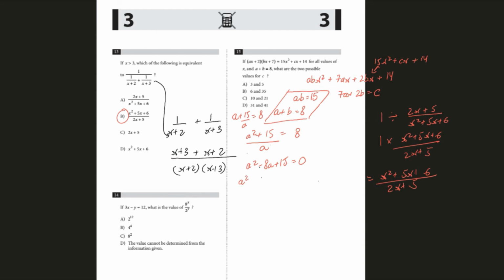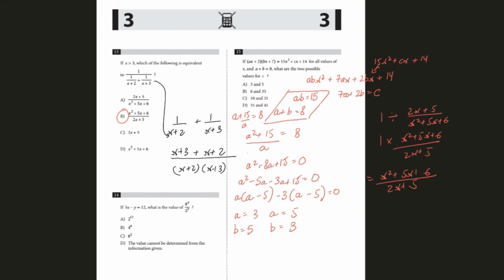The factors of 15 are 5 and 3. So a squared minus 5a minus 3a plus 15 equals 0. Take a as common, and then we get 3 as common, and then a minus 5. So a can either be 3 or a can be 5. And therefore, when a is 3, then b is equals to 15 over 3, which is 5. So b is equals to 5. And when a is 5, then b is equals to 3.